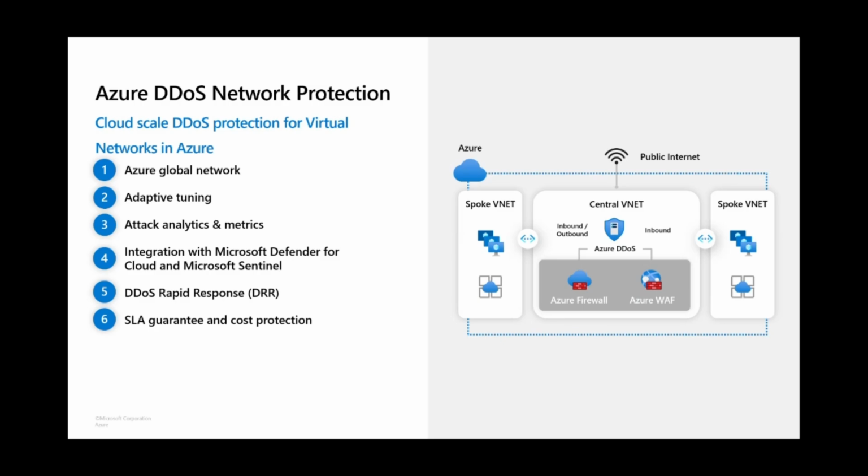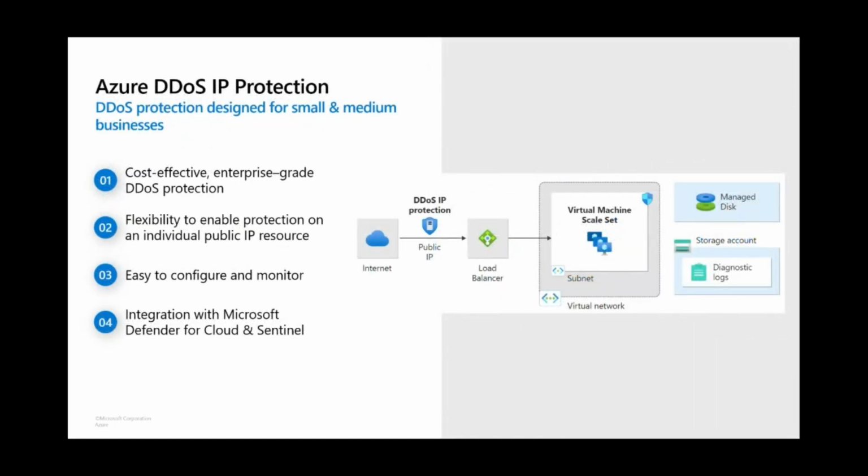And then we have, last but not least, the SLA guarantee and also the cost protection for the resources where the DDoS protection is enabled. And I'll speak also a bit more about that. Now, what I shared with you is the Azure DDoS network protection. This is the first SKU. We have two SKUs. The other one is the IP protection.